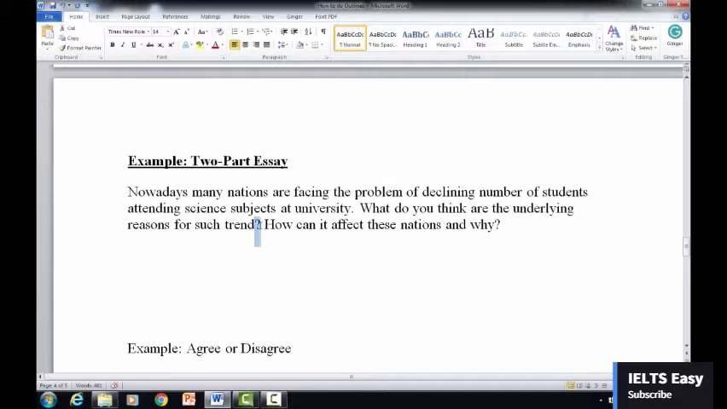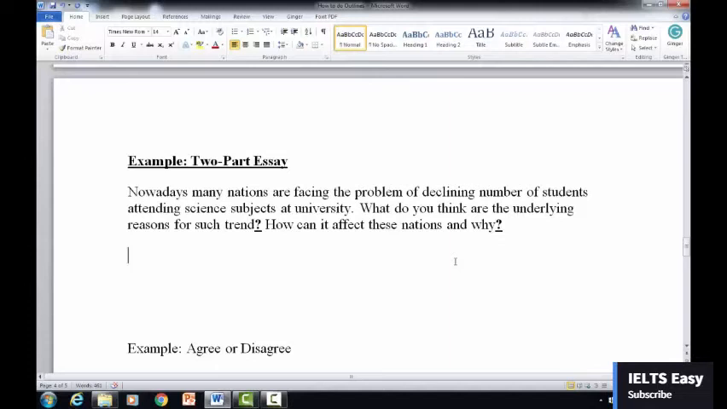So you see, we have 2 question marks here. We have that question mark and we have this question mark. That means we have 2 questions here. That's why we call this a 2-part question. We have 2 questions we have to answer in this essay. And so thinking of what our controlling ideas are going to be is very important.